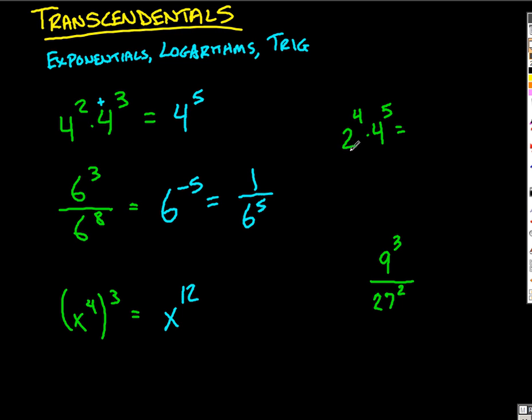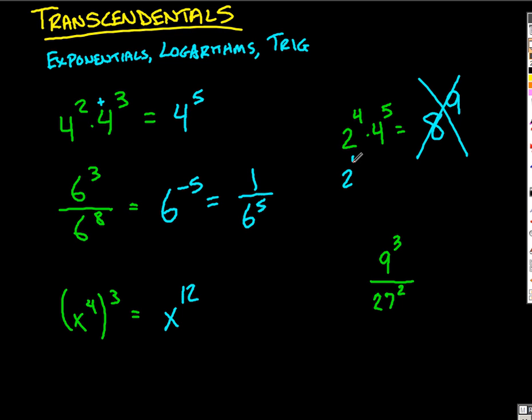Now, a common mistake that people make. A lot of people will say that this would equal 8 to the 9th, multiplying the bases and then adding the exponents. That is not the case, ever. We can only make this work if we have like bases. So, for example, this is what I would say.